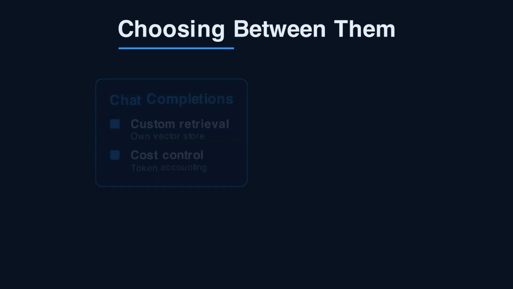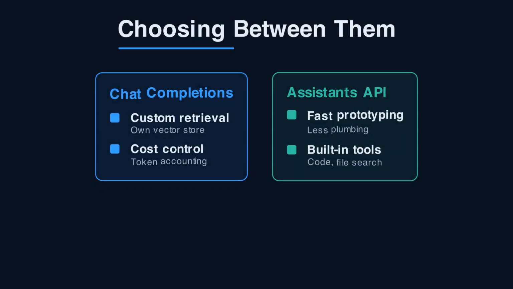So how do you decide? Reach for Chat Completions when you need control. Custom retrieval against your own vector store. Tight cost accounting, aggressive caching, deterministic latency, or you're orchestrating with a framework like Semantic Kernel or LangChain that already owns the agent loop. Reach for the Assistants API when you want to prototype an agent fast.